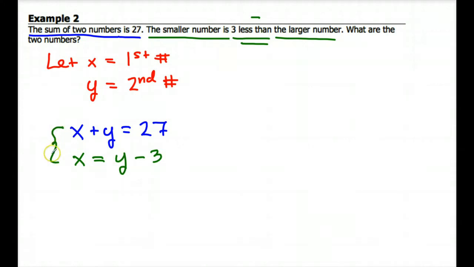Now, on your calculator, your first equation, x plus y equals 27, you can go ahead and use standard form for that. This second equation, though, you can't punch in as x equals on your calculator unless it's just x equals 5 or x equals 3, but you can't do x equals with a y in there. So for this second equation, solve for y by adding 3 to both sides, and that gives y equals x plus 3.